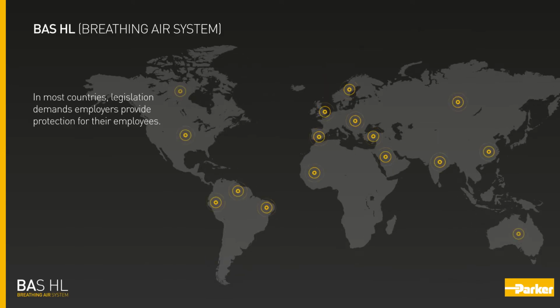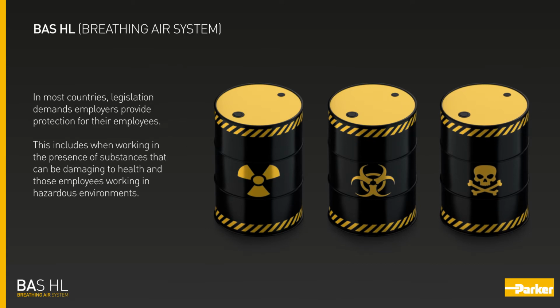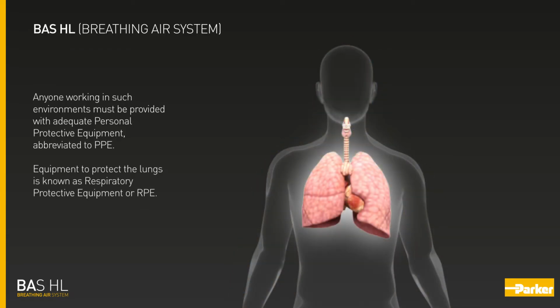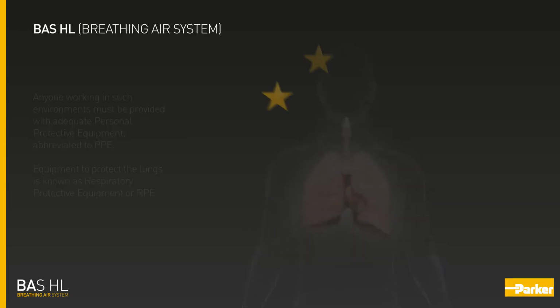In most countries, legislation demands employers provide protection for their employees. This includes when working in the presence of substances that can be damaging to health, and those employees working in hazardous environments. Anyone working in such environments must be provided with adequate personal protective equipment, abbreviated to PPE. Equipment to protect the lungs is known as respiratory protective equipment, or RPE.